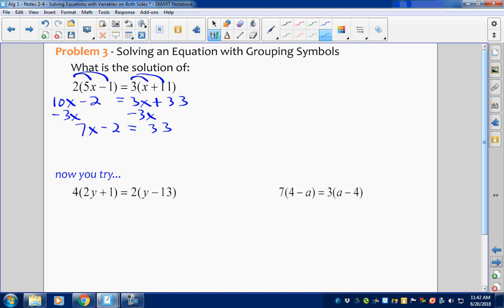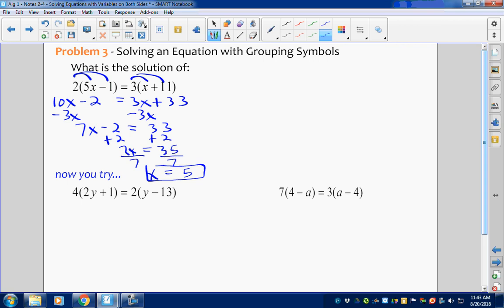So 7x minus 2 equals 33, and now it's just add 2 and then divide by 7. So x equals 5. We could do a mental check here. Plugging in 5 on the right side, 5 plus 11 is 16. 16 times 3 is 48. Plugging in 5 here, 5 times 5 is 25. 25 minus 1 is 24. 24 times 2 is also 48.